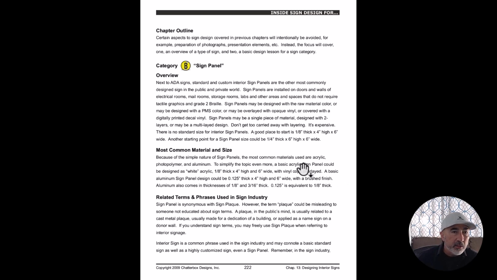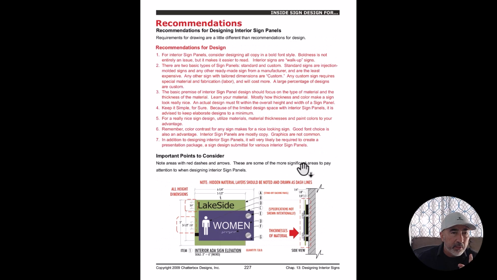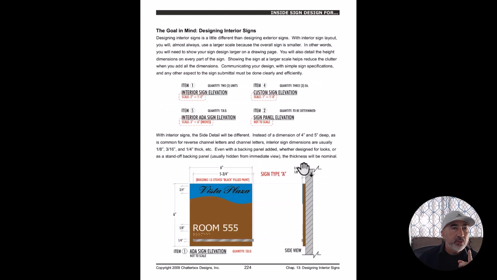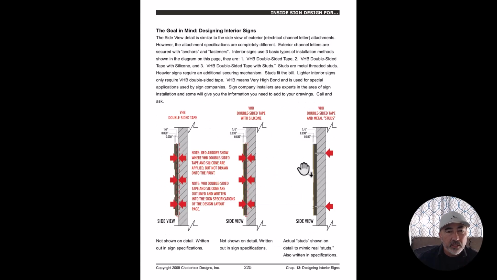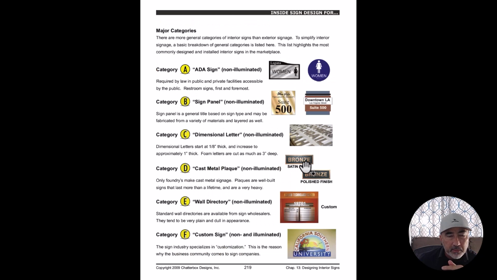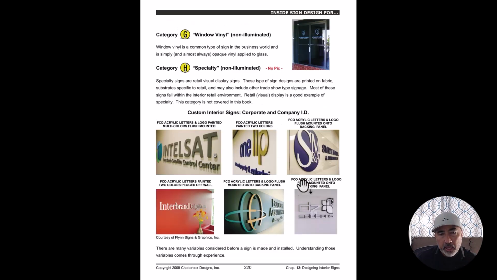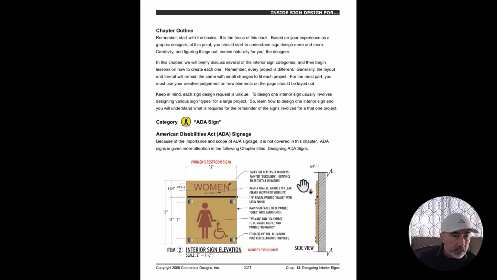Then I talk about sign panels. So I guess this chapter is going over each sign type, right? So it's explaining how to design interior signs, okay? And so all these sign types that we covered from the beginning, they'll fall under the same category of this layout. So this layout can be utilized for any of these sign types. Of course, you can invent your own layout. And so this breakdown can be used for any sign.